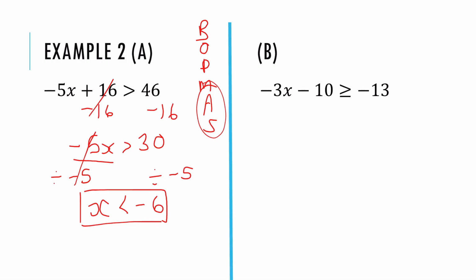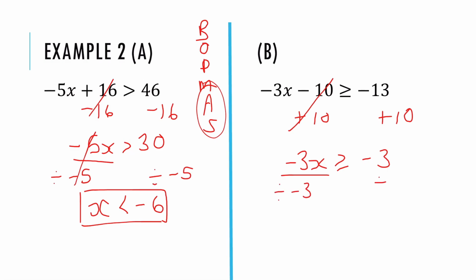In part B, 10 is subtracting from the x term, so we're going to add 10 to either side. That leaves me with negative 3x is greater than or equal to negative 13 plus 10, which gives me negative 3. It is a negative 3 multiplying the x, so we're going to have to divide each side by a negative number, which means that sign is going to flip to less than or equal to. That leaves me with x, negative divided by a negative is a positive, 3 divided by 3 is 1. So x is less than or equal to 1.